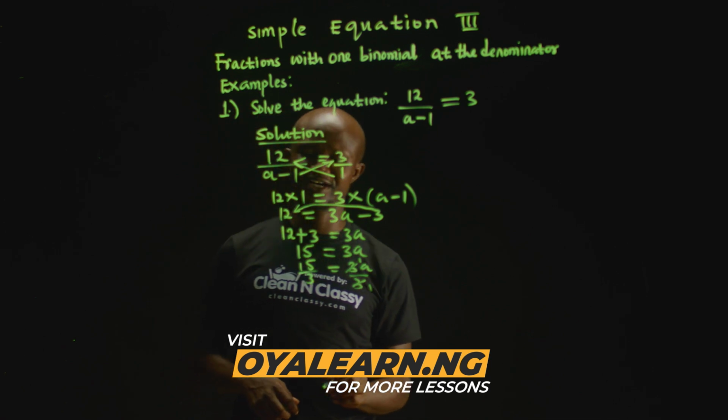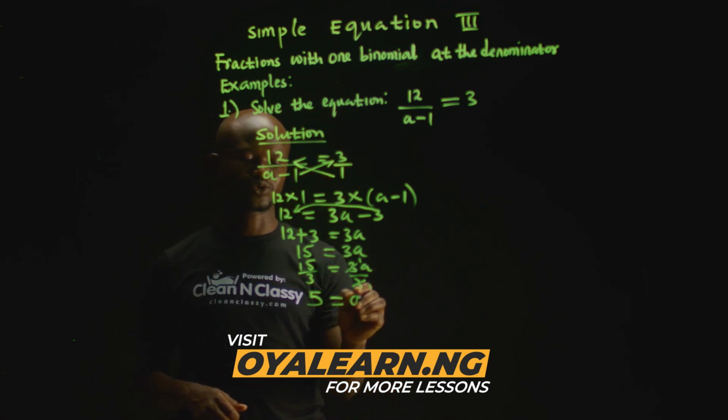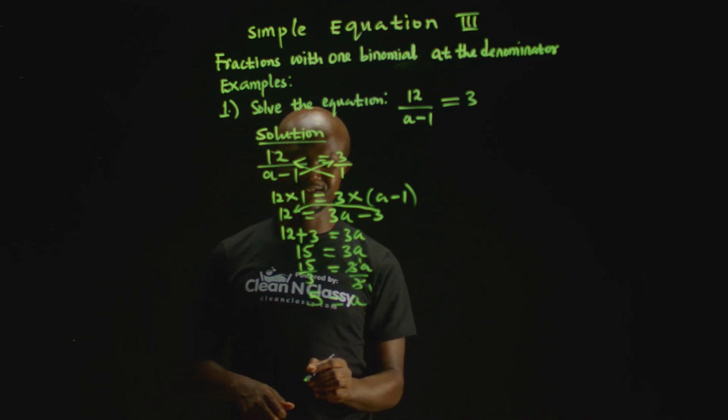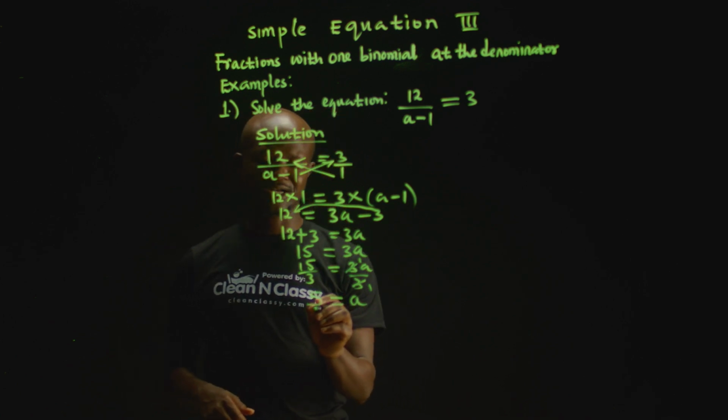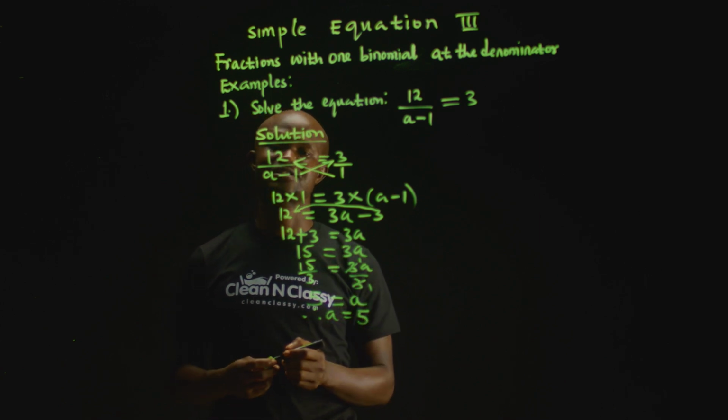now 15 divided by 3, what do we have? That's 5. 5 equals a. So in this case, we can now conclude that a equals 5. That is the solution to the problem.